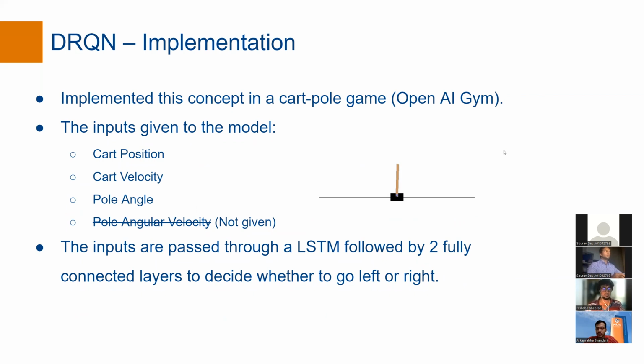In the paper, the authors use a probability of p equal to 0.5 to simulate the partial observability, where each image was given as an input to the model. Here, the inputs are passed through an LSTM followed by 2 fully connected layers to decide whether to go left or right. The model that we use does not have any convolution layer, since we do not need to generate features like the authors did from the images, and hence it can be directly fed to the LSTM. Please move to the next slide.